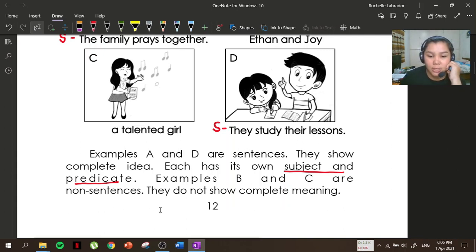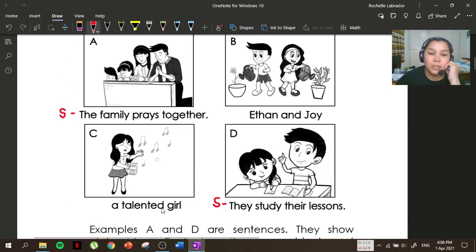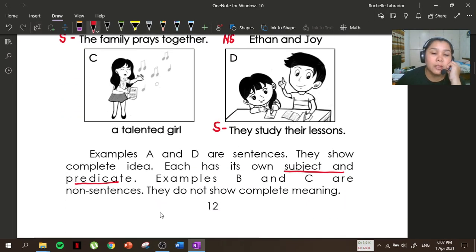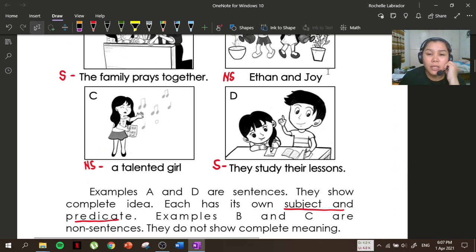So let's go back to these examples. Example B, ang sabi daw, example B is a non-sentence. I'll make use of NS, which stands for non-sentence. Hindi daw siya sentence. And then another is letter C, also a non-sentence. Why? Because they do not show complete meaning. Alin ba doon? What does it mean? Ethan and Joy. What does it say about Ethan and Joy? Wala. Therefore, it is not a complete thought. Wala pa. There's no story yet.